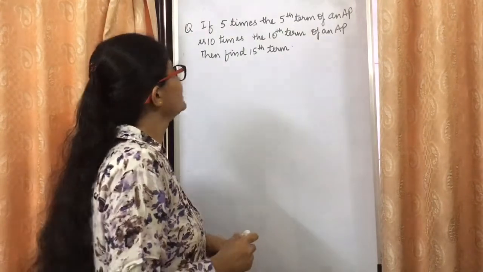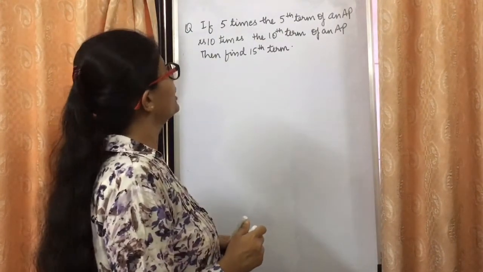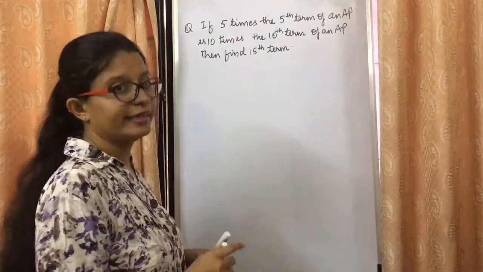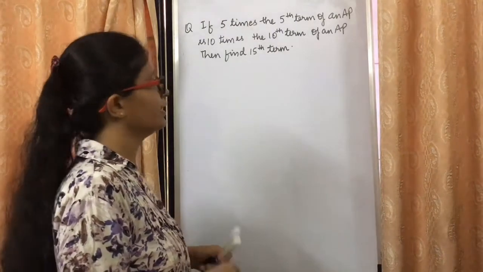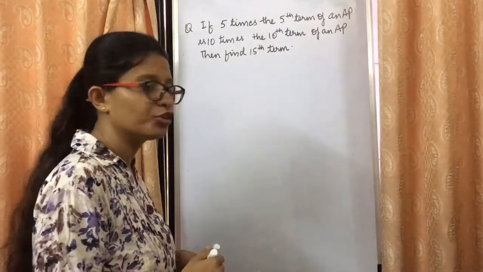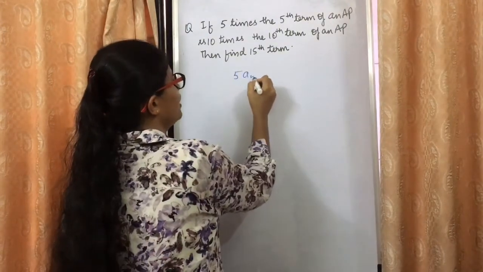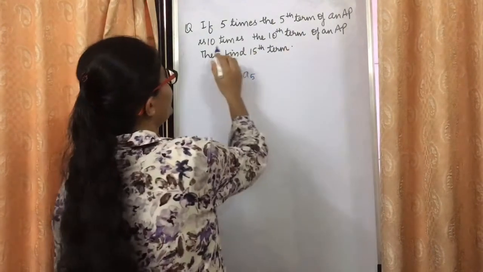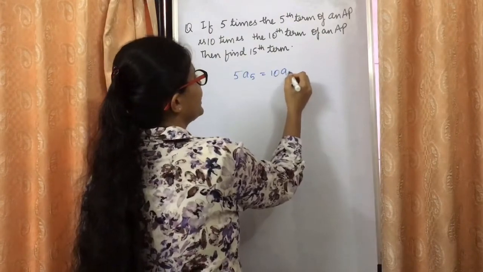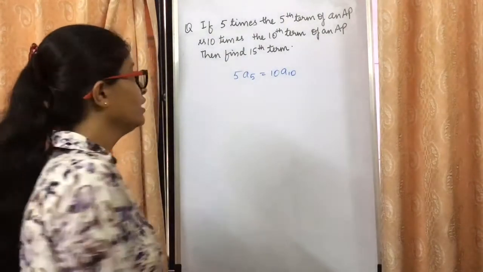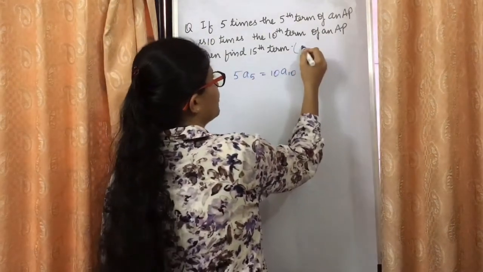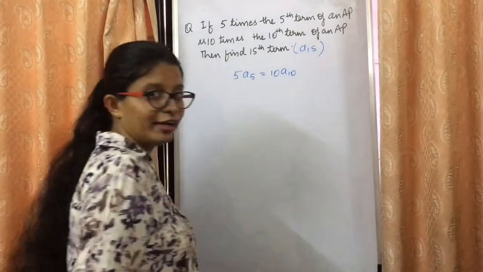The question given to us is, if 5 times the 5th term of an AP is 10 times the 10th term of an AP, then find the 15th term. Let's formulate the question first. 5 times the 5th term of an AP is 10 times the 10th term of an AP. We have been asked to find the 15th term, meaning A15.